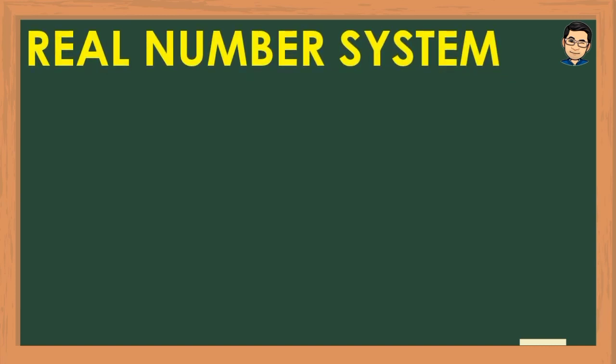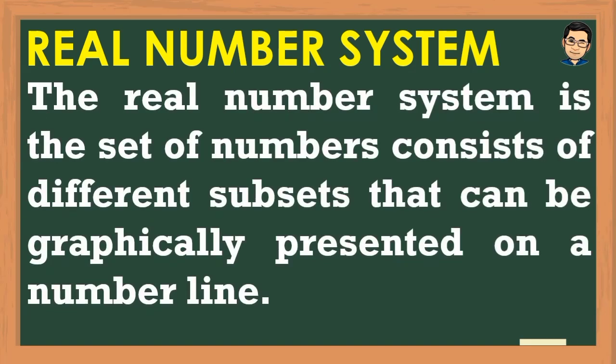So what is a real number system? So the real number system is the set of numbers consists of different subsets that can be graphically presented on a number line. Okay. So, yung mga subsets ng real number system na ito ay naipresent na po sa inyo dun sa mga previous video lessons ko. So, wherein na pag-aralan natin yung rational numbers, irrational numbers, yung integers.